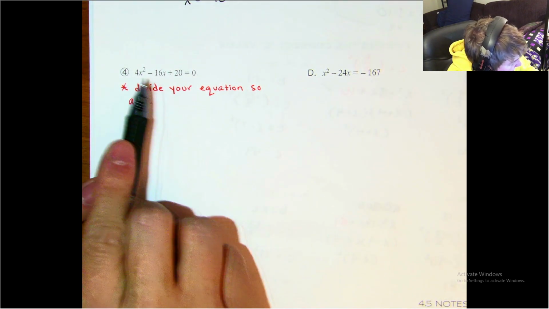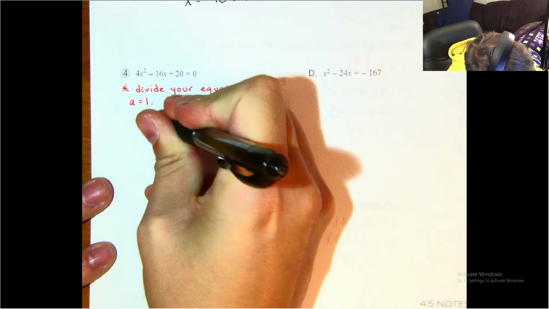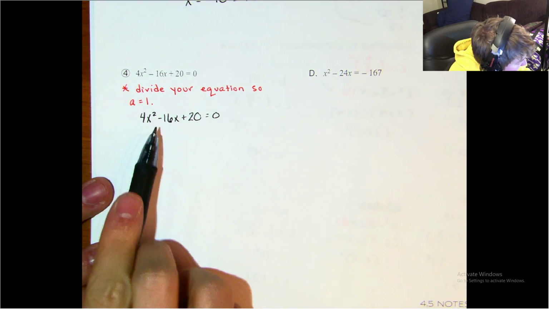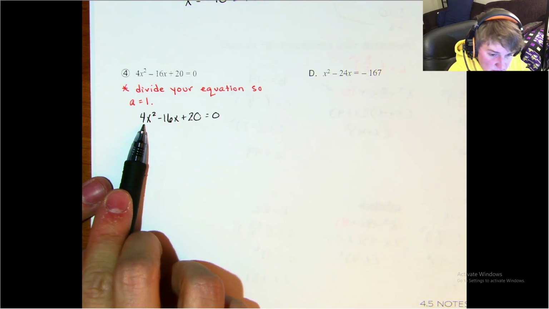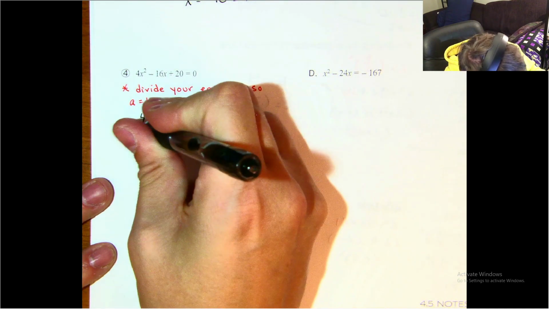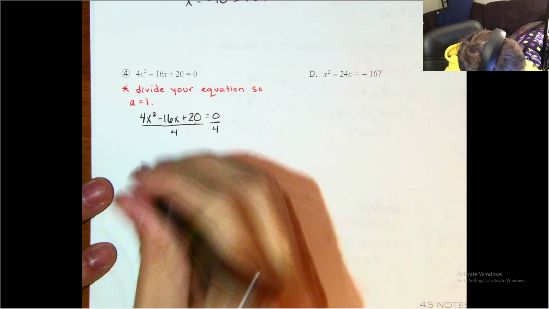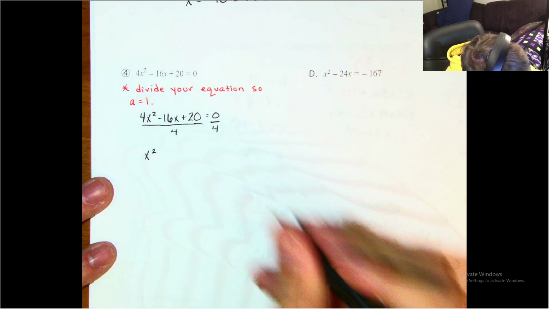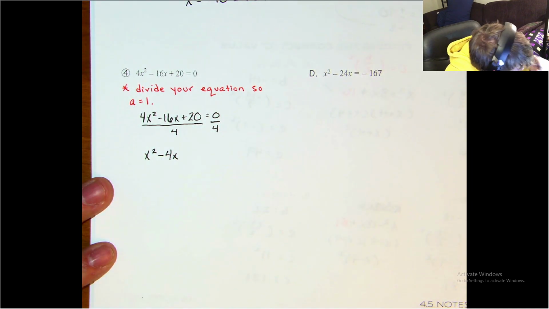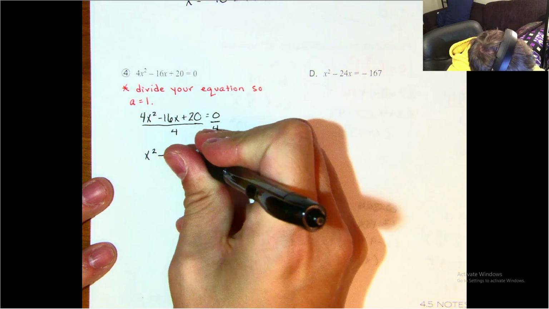As I'm looking at this, I have 4x squared minus 16x plus 20 equal to 0. What am I going to have to divide this by so that my a value becomes 1? Well, this 4x squared, I'm going to need to divide by 4. So 4x squared divided by 4 is x squared. Negative 16x divided by 4 is negative 4x. And 20 divided by 4 is 5.